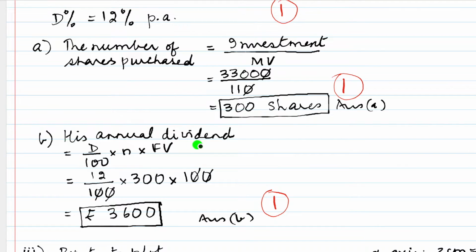And B, the annual dividend will be D upon 100 into N into FV. We substitute the values like so, and 3,600, that gives us 1 more mark. So 3 full marks again for this. This was again a very, very easy part of the paper.